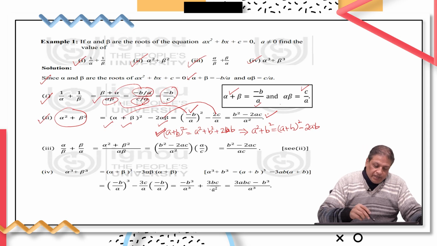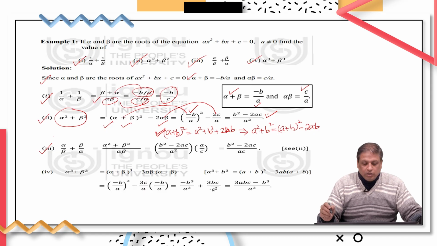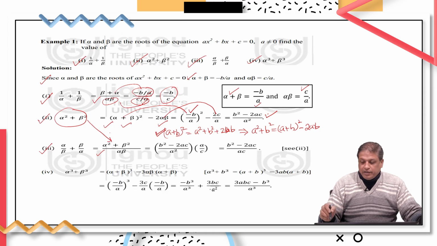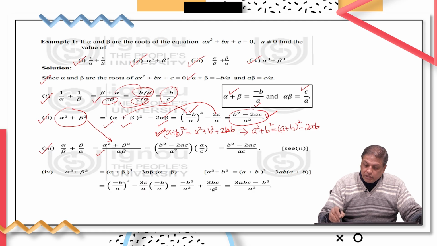Now, on the same lines, let us extend our discussion to the third part, wherein we are supposed to evaluate alpha by beta plus beta by alpha. Taking the LCM and solving the entire entity, we will get alpha square plus beta square upon alpha beta. Now, in the past question, alpha square plus beta square is already evaluated, and this turns out to be b square minus 2ac upon a square.